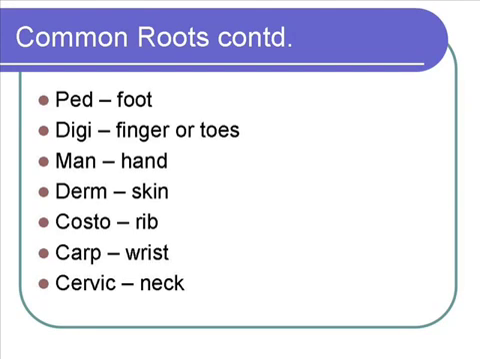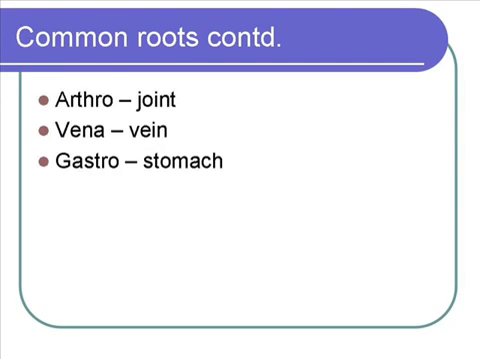And the last one on the slide is cervic, meaning neck. And an example of this would be your cervical vertebrae, right? The vertebrae that are within your neck. The final three roots that we're covering are arthro, meaning joint, such as arthritis, right? A disease of the joints in the hands and feet often, but other joints as well. Vena, meaning vein. The main vein that leads into your right atria is the vena cava.